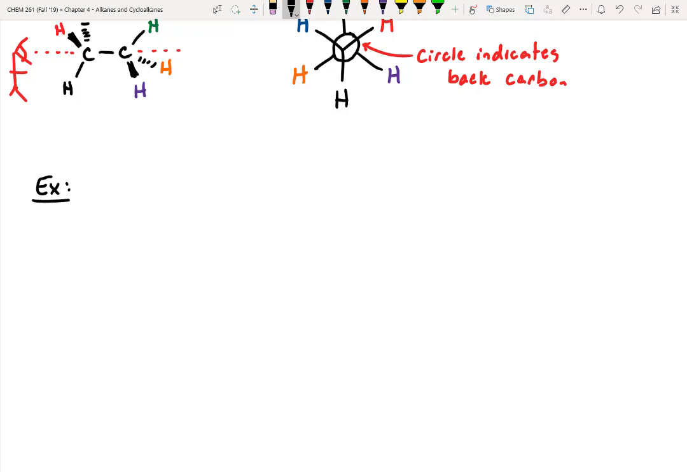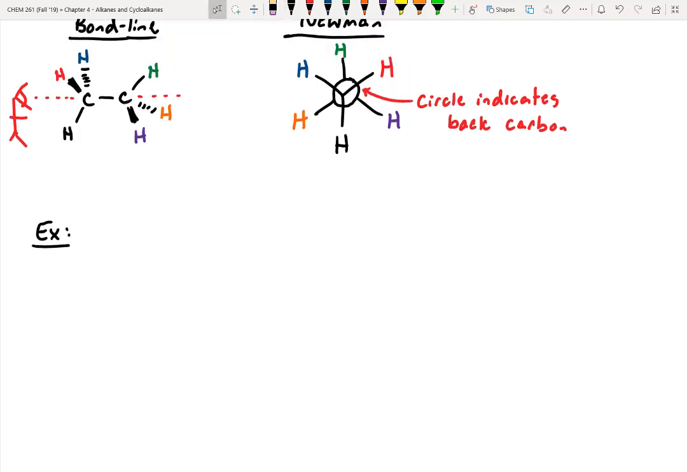And I'm just going to redraw what we have up there. So front carbon we know is going to be this three-way cross. We said that the blue would be to the left, red would be to the right, black would be underneath. That's our front carbon. Our back carbon has prongs coming off of it. We have green on the top, purple on the bottom right, and orange on the bottom left.